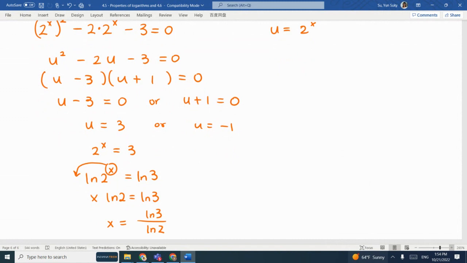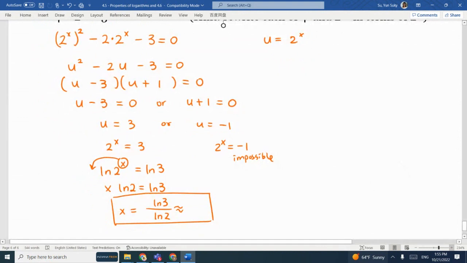All right. And how about the other one? 2 to the x equals minus 1. Is it possible? No. Exponential function is always positive. So this is impossible. Therefore, our answer is that. Okay, put this in your calculator. What's ln of 3 over ln of 2? 1.585. Thank you. So that's our answer.